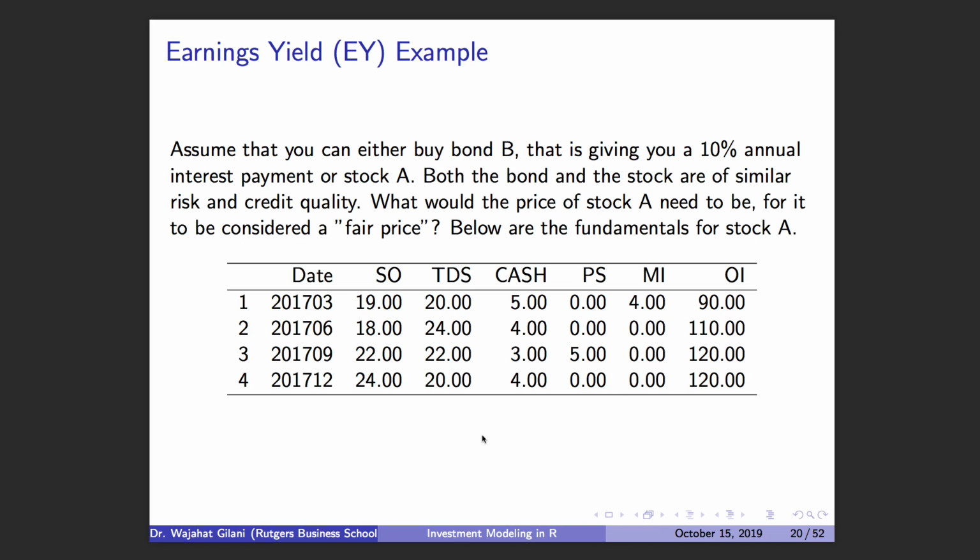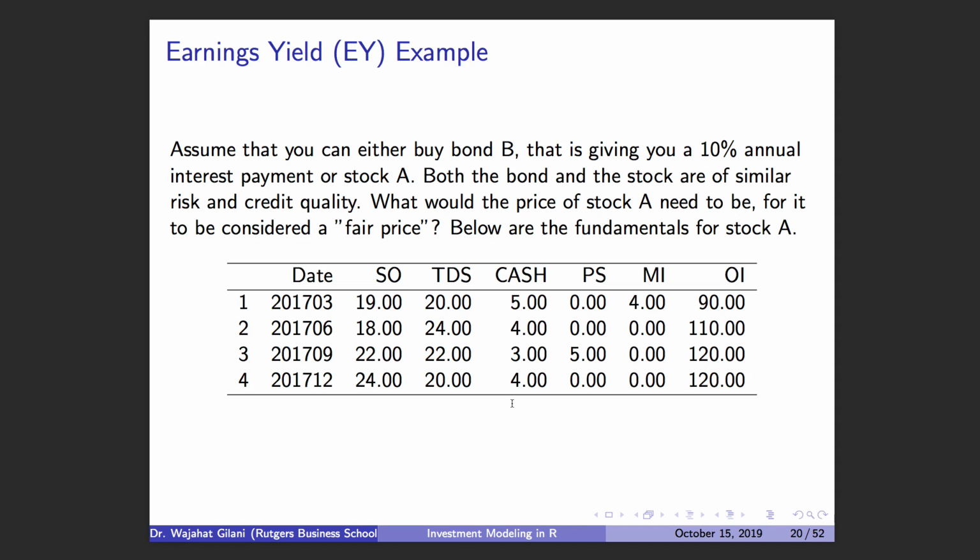Let's say I give you this data set right here. Assume that you can either buy bond B. Now, a bond is basically a loan that you give out to a corporation. So they give you a fixed interest rate, a 10% annual interest payment. Hypothetically, let's say you bought bond B for $1,000. You get annually $100 back. So bond B gives you a 10% annual interest payment. Not bad.